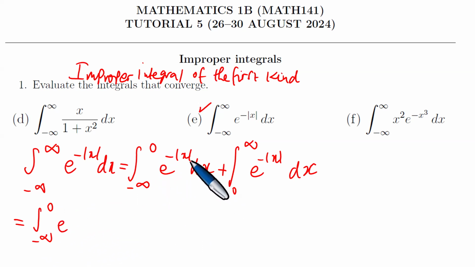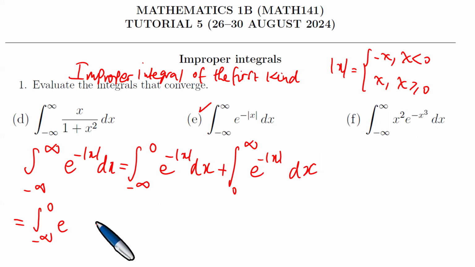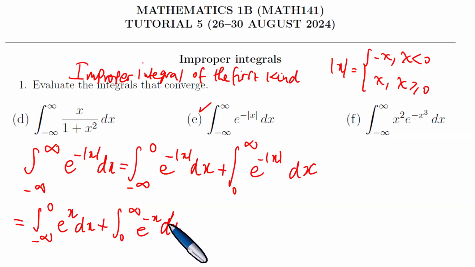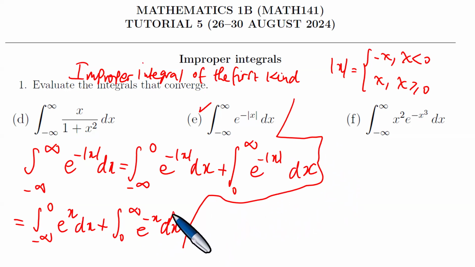Which means, therefore, the modulus of x is negative x whenever x is negative, and it is x whenever x is greater or equal to zero. So this one now is going to have negative, negative, giving us a plus dx, plus the integral from 0 to infinity. This one from 0 to infinity means that x is greater or equal to 0, and therefore the modulus is just going to become exactly minus x dx, like this. So that in the end, this is what you're getting.